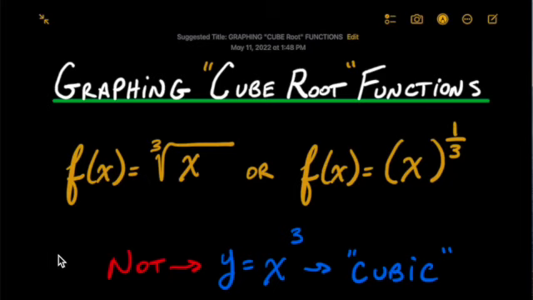In this video, we are going to talk about graphing cube root functions, and shown here in yellow is the parent function of the cube root. On the left, we use the radical symbol. You could see that this is the principal cube root of x, and on the right, it's written as a fractional exponent. These two functions are equivalent.